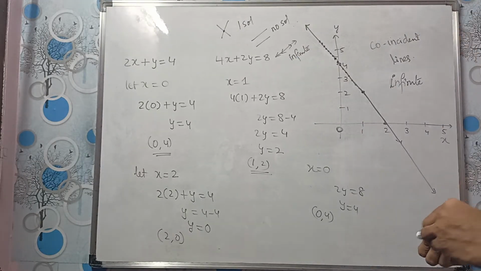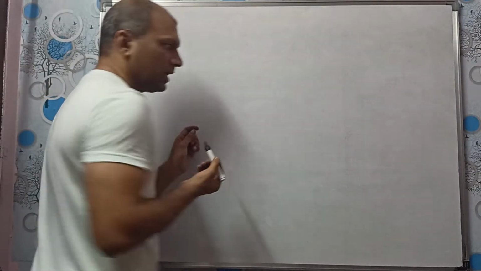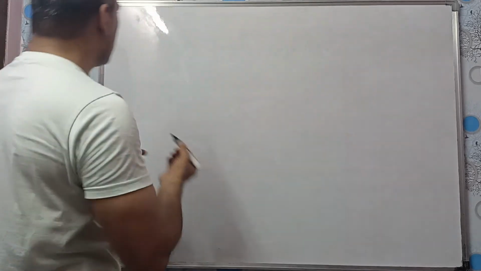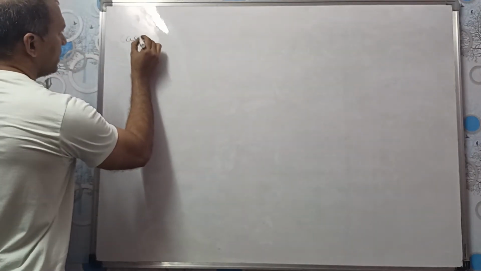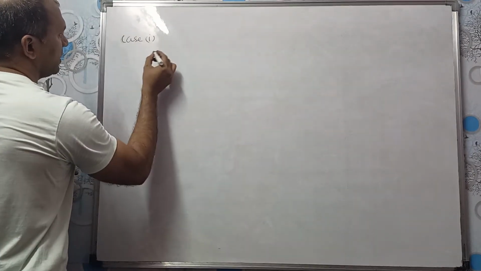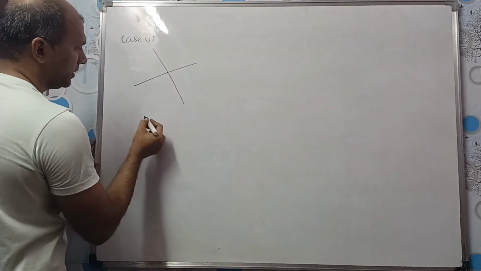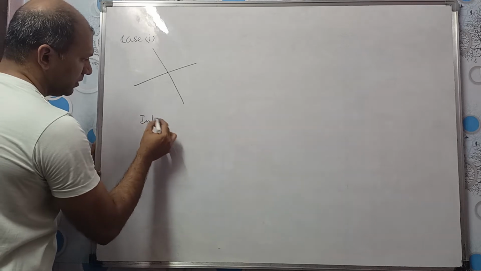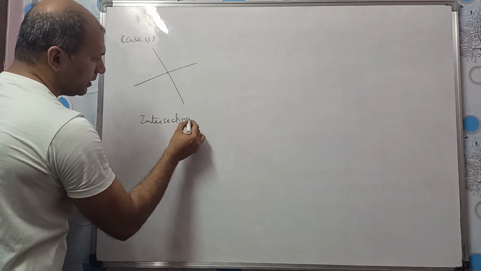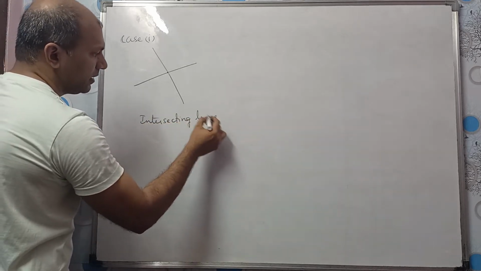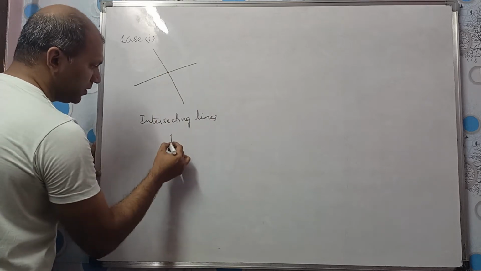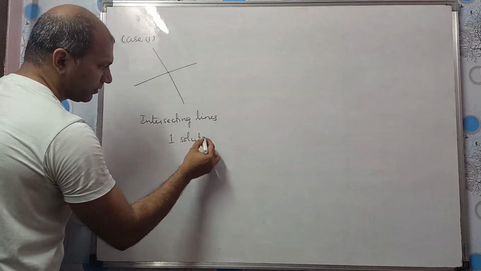Alright. We will learn the conditions for these three. When we draw two straight lines, three cases are possible. What is the first case? The first case is like this: the lines will be intersecting lines. And how many solutions? One solution.